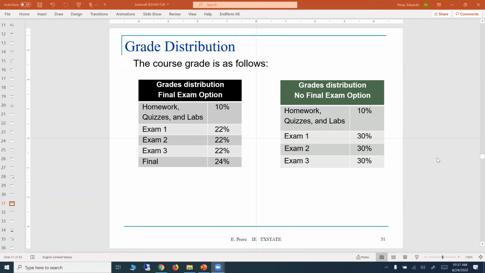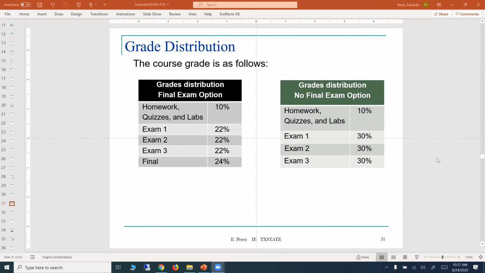Grade distributions, no final option. So, I mean, I think this is clear. If you have any question about this, you can raise your hands now. But if you want to take the final, this is to your left. This is the grade distribution. If you don't want to take the final, then you know that the exams will have a higher weight.